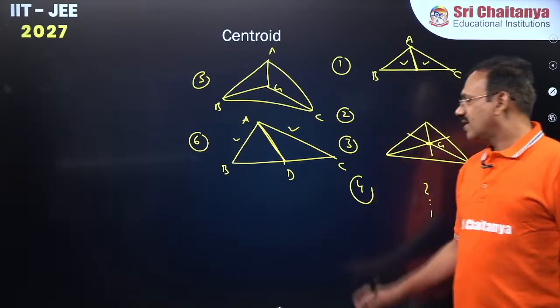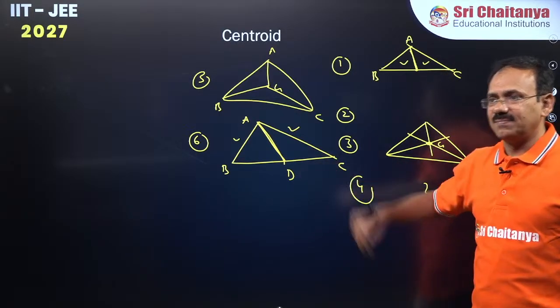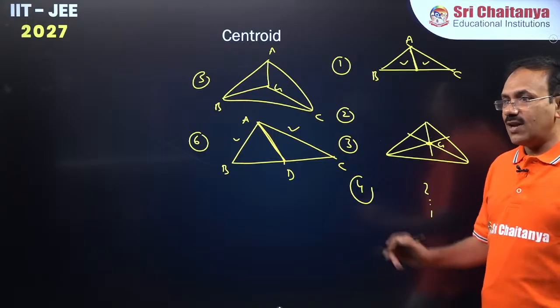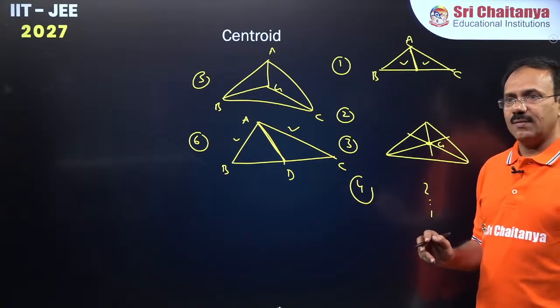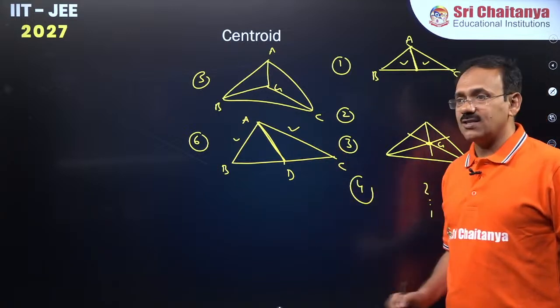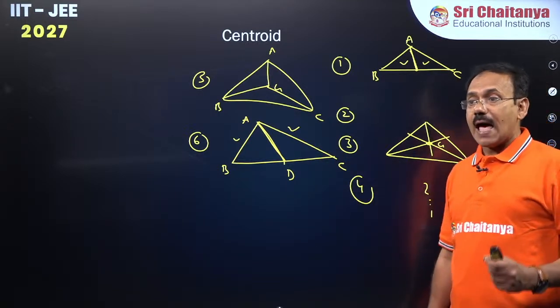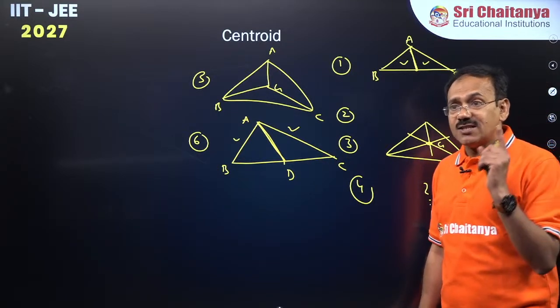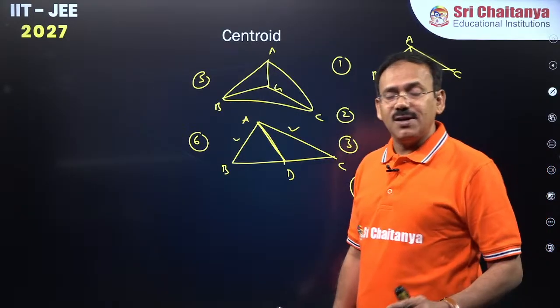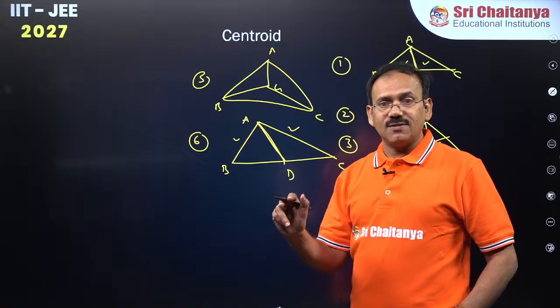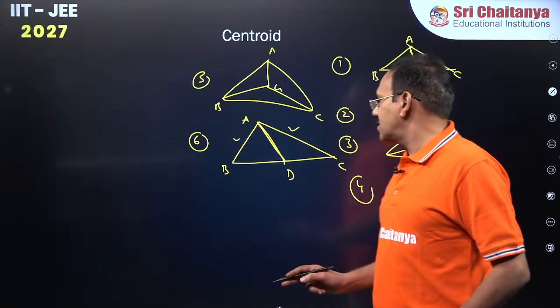Can you name the theorem? Pythagoras theorem? No, not Pythagoras theorem. Here 90 degrees is not there. It is Apollonius theorem. Please, all of you do remember, in any problem, if you want length of the median, 99% of the cases we will be using Apollonius theorem.